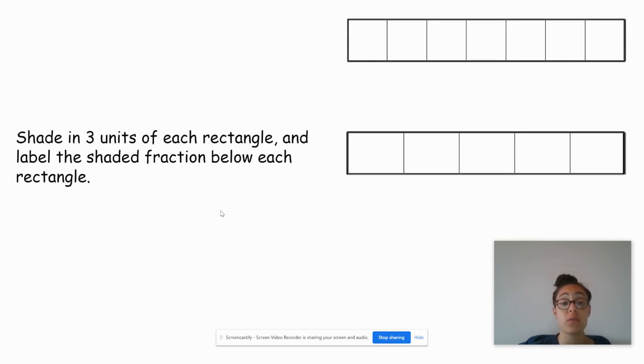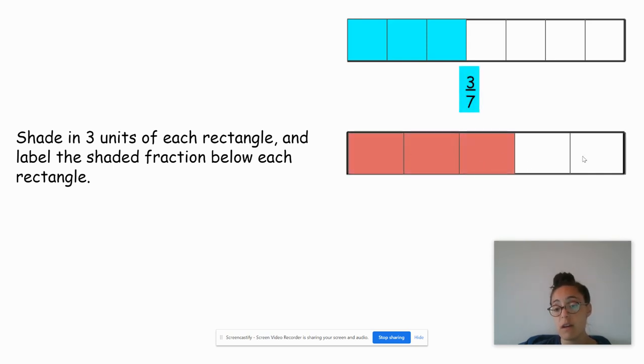I want you to shade 3 units of each rectangle. When I say 3 units, I mean 3 boxes in my big rectangle. And I want you to label the shaded fraction below each rectangle. So up here I have 3 units, which is 3 boxes that I shaded out of 7. And I'm going to shade in my 3 over here out of 5, which is 3 fifths.